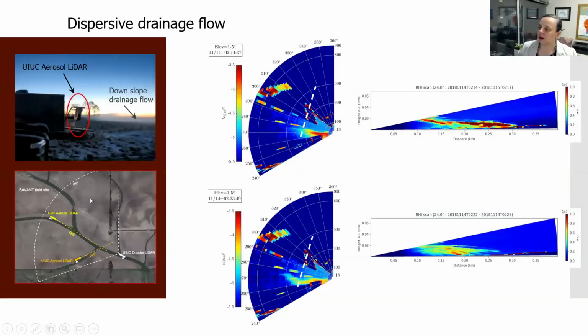And here we also see a different type of flow that's a more dispersive drainage flow that spreads the plume very far across the gully and down into this sort of, I'm not really sure what the right word is there.